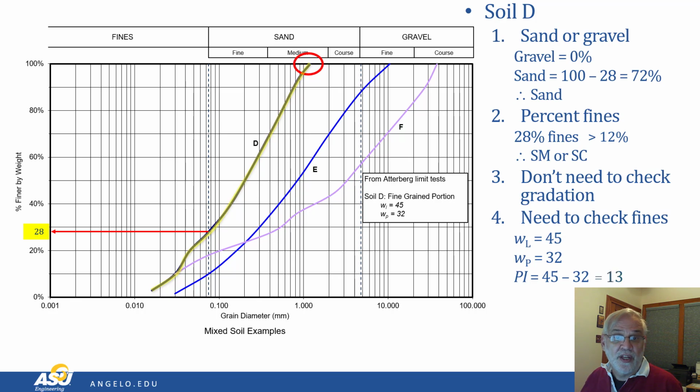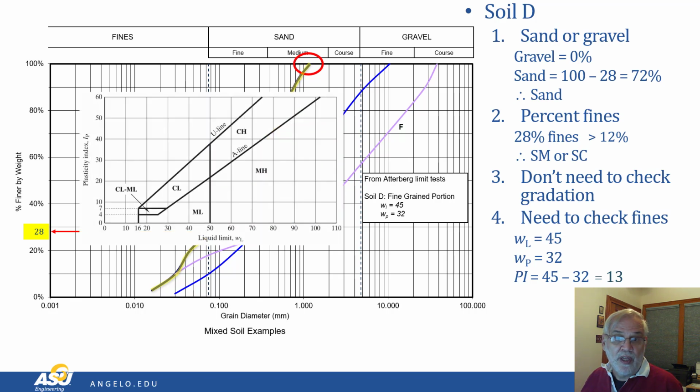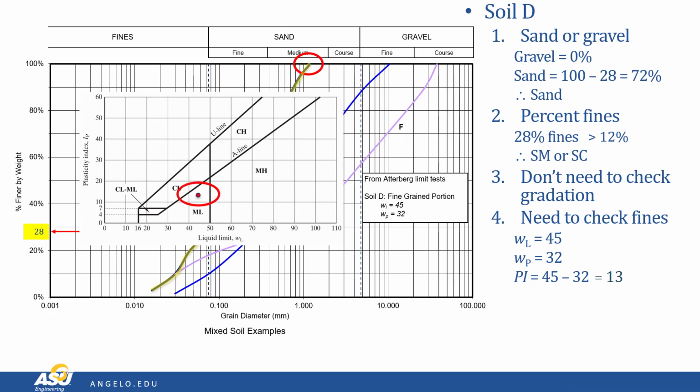We'll need the Casagrande chart to classify the soils. There we'll plot a point with a liquid limit equal to 45 and a PI equal to 13. This point plots below the A line, and the fine material classifies as ML, silt. So the group symbol for this soil is SM.